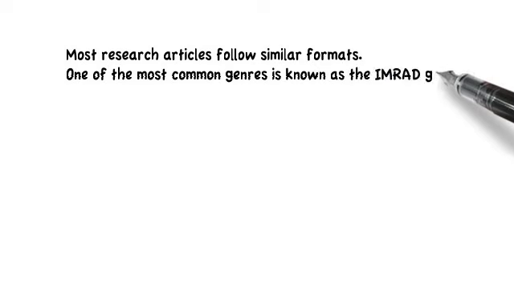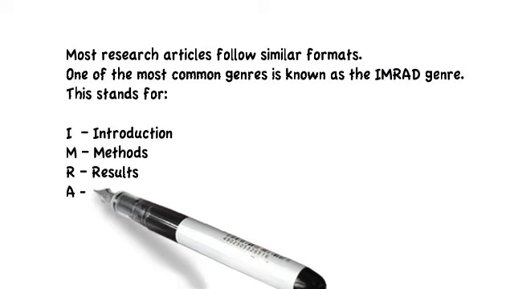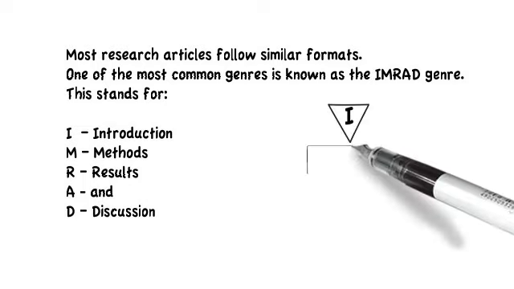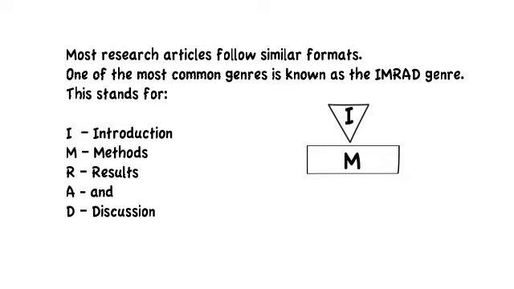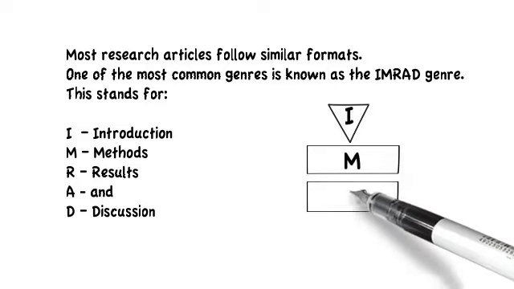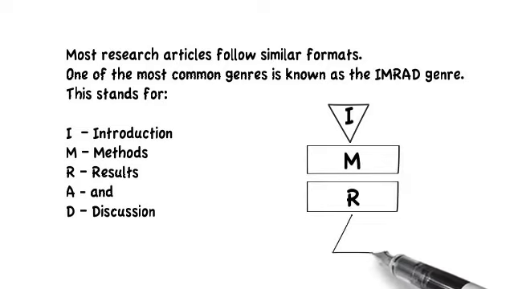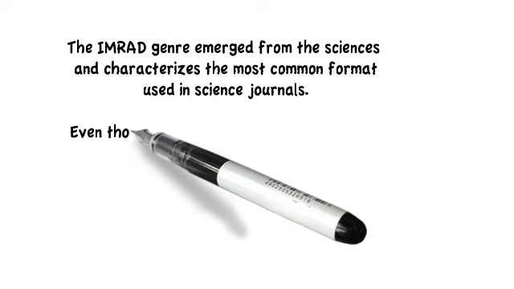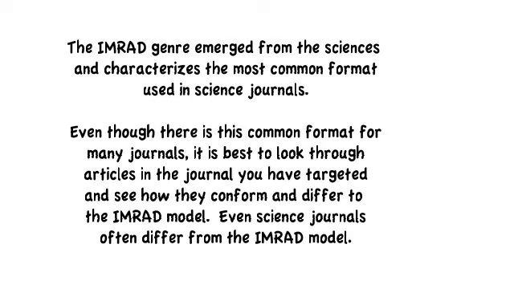Most research articles follow similar formats, and that's what we're calling genres. One of the most common genres is the IMRAD genre. This stands for Introduction, Methods, Results, and Discussion. So you would have sections on each of these in a research paper. The IMRAD structure emerged from the sciences and characterizes one of the most common formats used in science journals.